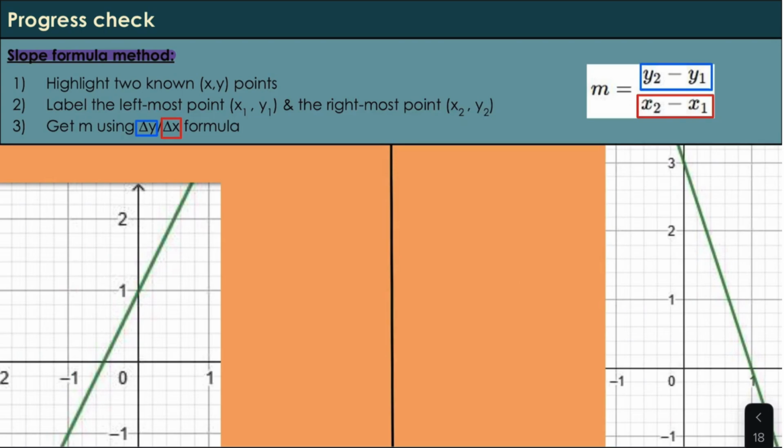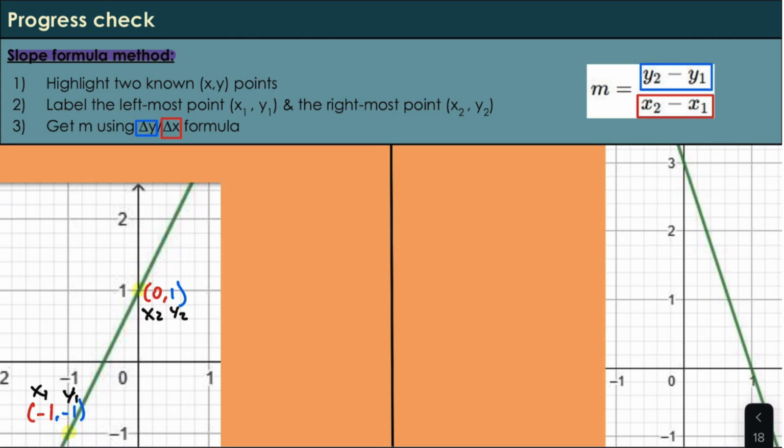Step 1, highlight 2 known points. We have our point at the bottom and our y-intercept. So our x value was -1 here. The y value is also -1. So we have x1, y1. The x value for the y-intercept is 0. The y value is 1. And we label it x2, y2.